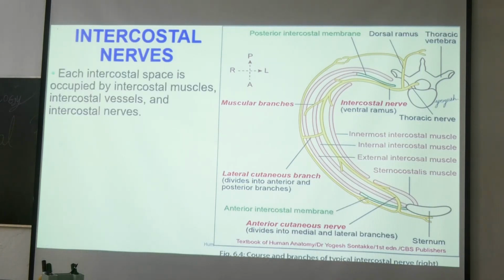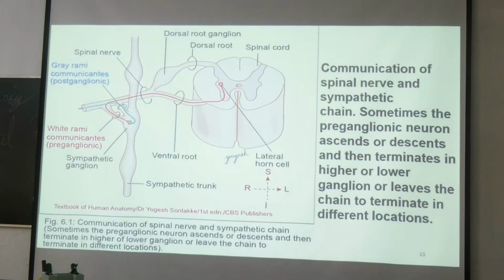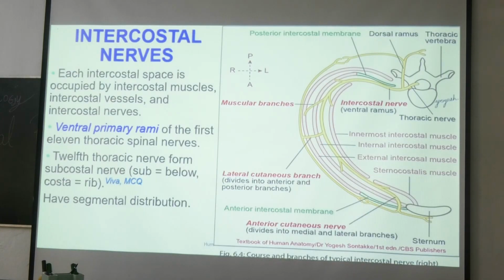Now intercostal nerve. See, this is the intercostal nerve. This is the ventral ramus of the thoracic nerve. It is giving muscular branches to the intercostal muscles. There is the dorsal ramus, and this is the lateral cutaneous branch, which divides into anterior and posterior branches. Anteriorly, it pierces the internal intercostal and anterior intercostal membrane to become continuous as the anterior cutaneous nerve. So this is the course of the intercostal nerve.